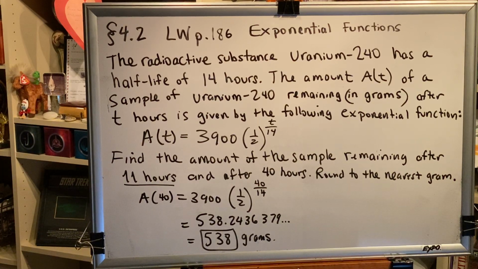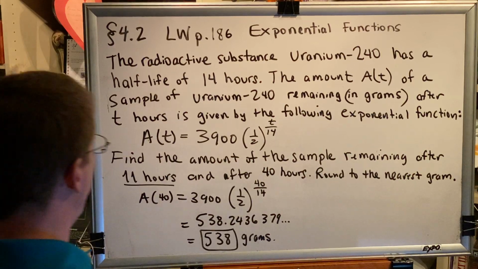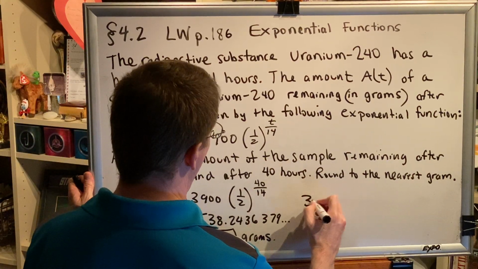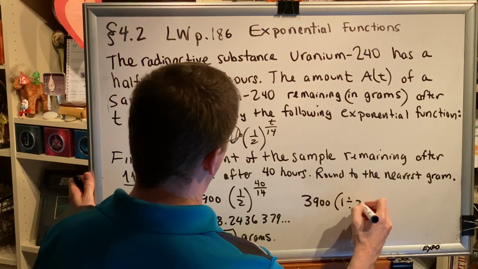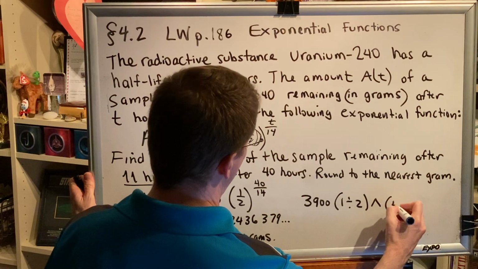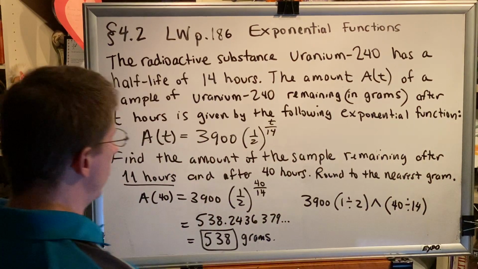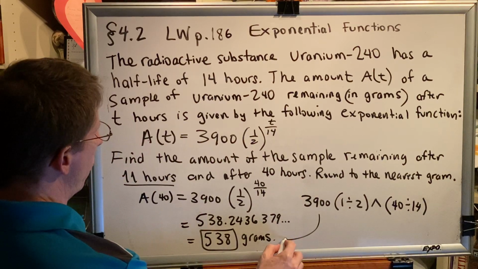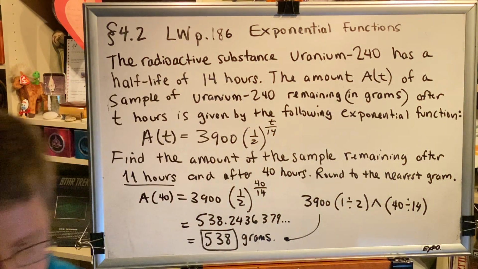All right, and if you do not have the multi-view calculator and you are putting this into a standard scientific calculator, you're going to enter it this way. 3,900, parentheses, 1, division key 2, close parentheses, exponent key, parentheses, 40, division key 14, close parentheses, and you will get the same value, and you will round in the same way.